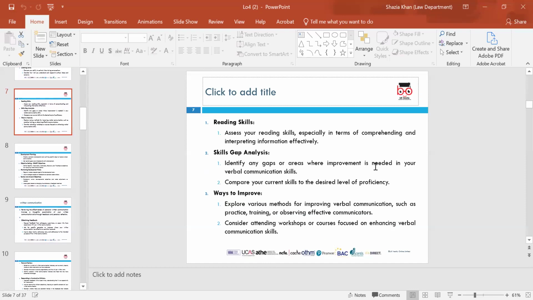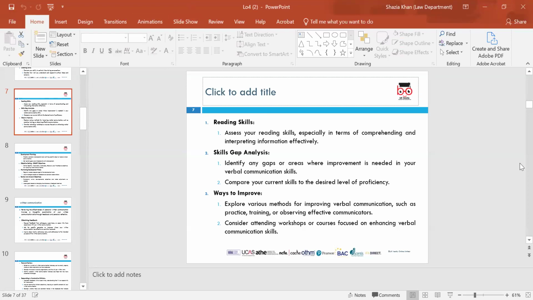Reading skills. Reading skills are important because they assess your reading skills, especially in terms of comprehending and interpreting information effectively. And also trying to understand what is being said is important in reading skills. Skills gap analysis. Identify any gaps or areas where improvement is needed in your verbal communication skills, and also compare your current skills to the desired level of proficiency.